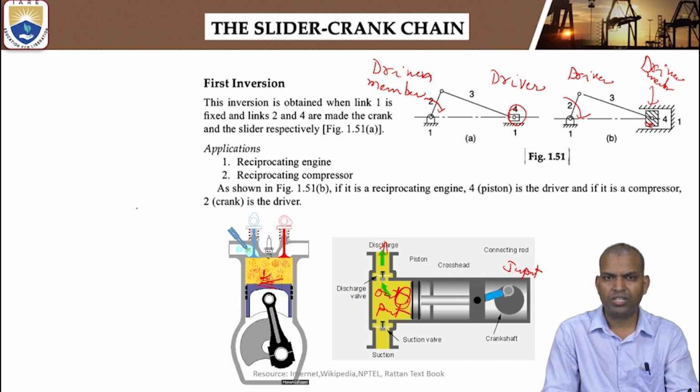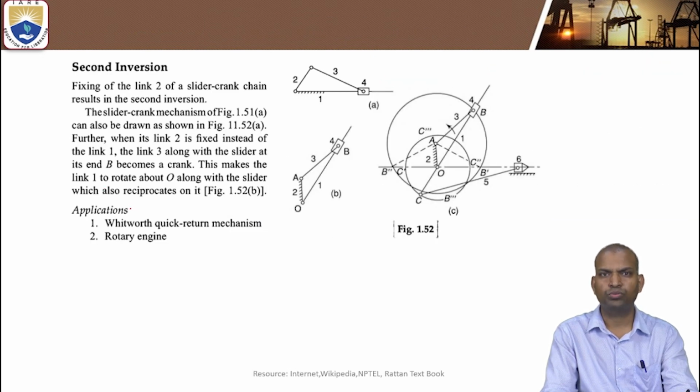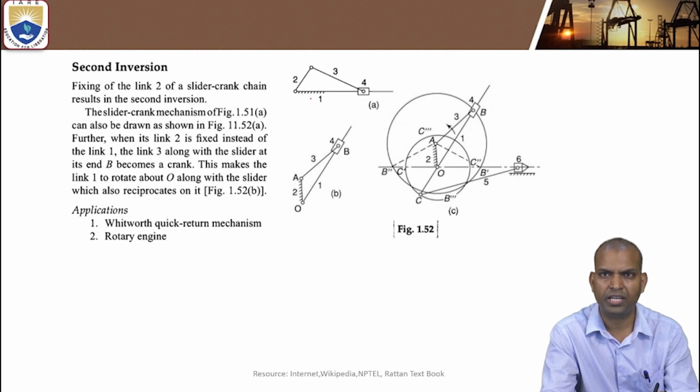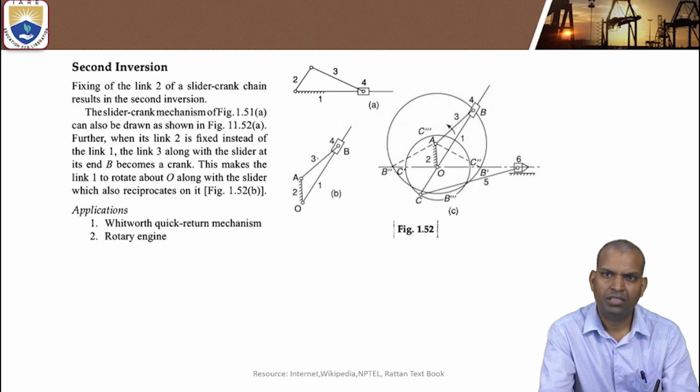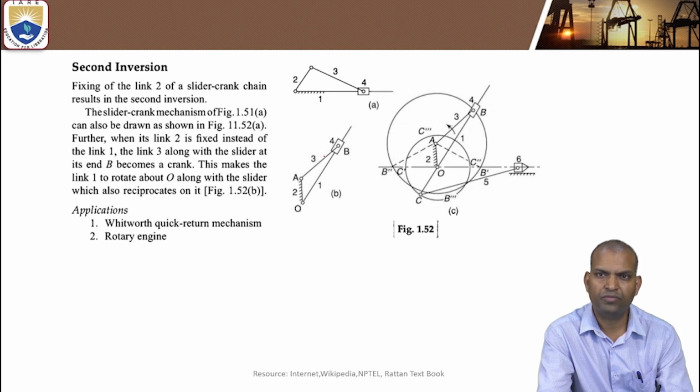Now, what is second inversion? The second inversion results by fixing link 2 of a slider crank chain. There are two applications for second inversion. Based on this inversion, we can apply it for two kinds of machines. So this mechanism is called Whitworth quick return mechanism by using this inversion. And next one is rotary engine.